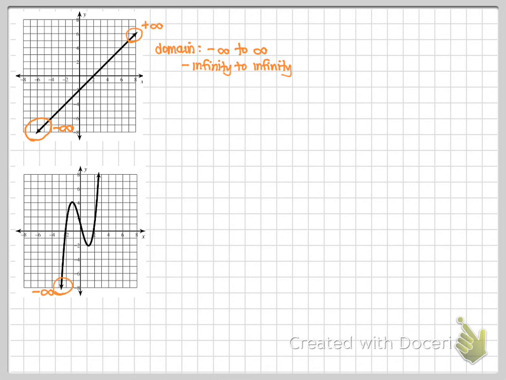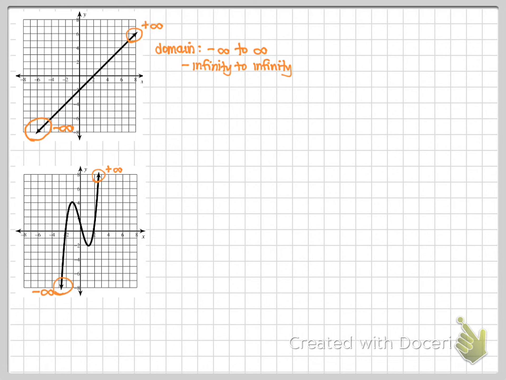Take a look at the right-hand side. Furthest to the right, I see another arrow. Yes, it's pointing up, but it's not pointing straight up. It's got a tilt to it, which means it's still technically going to the right. It's slow, but it is going to the right.